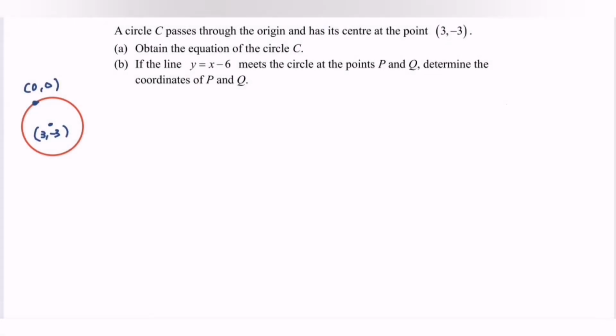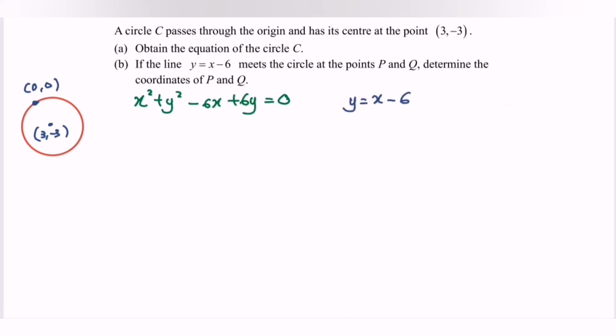Kindly refer to question B. If the line y is equal to x minus 6, meaning that the line will be moving towards the right, meets the circle at the points P and Q, determine the coordinates of P and Q. In this question, it means that the line intersects with the circle. So what we have to do is make use of the equation of the circle, x squared plus y squared minus 6x plus 6y equals 0, and another equation, y is equal to x minus 6.